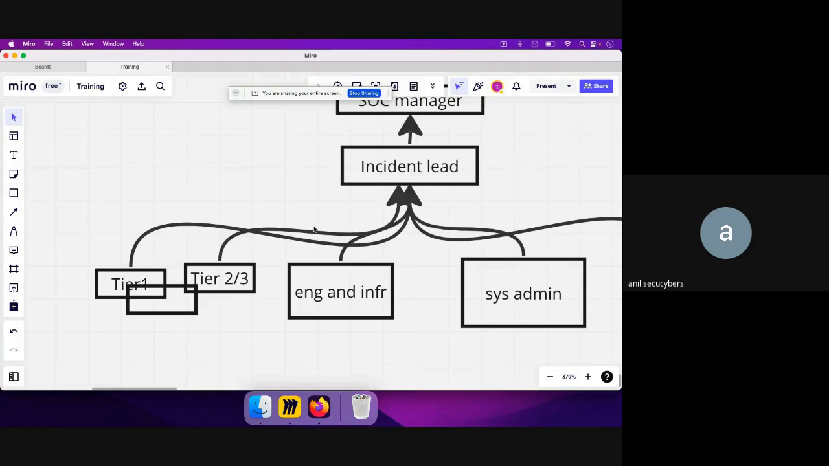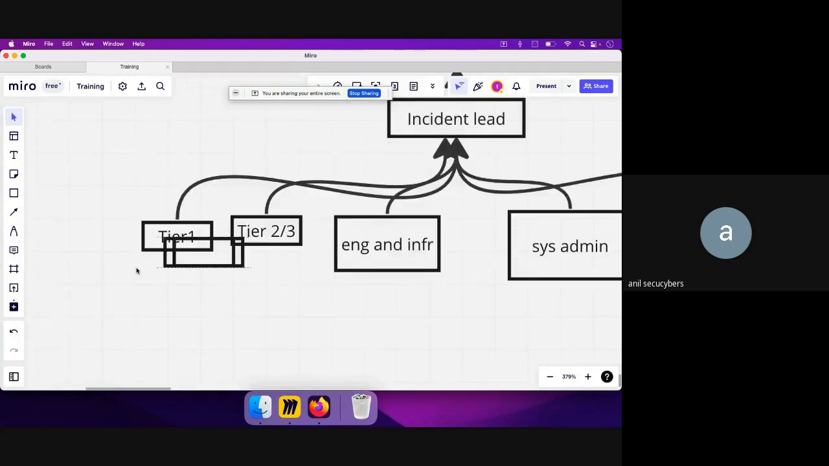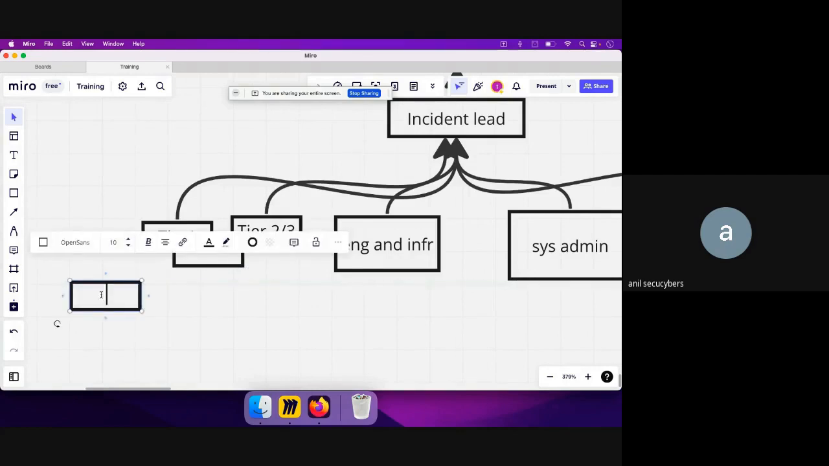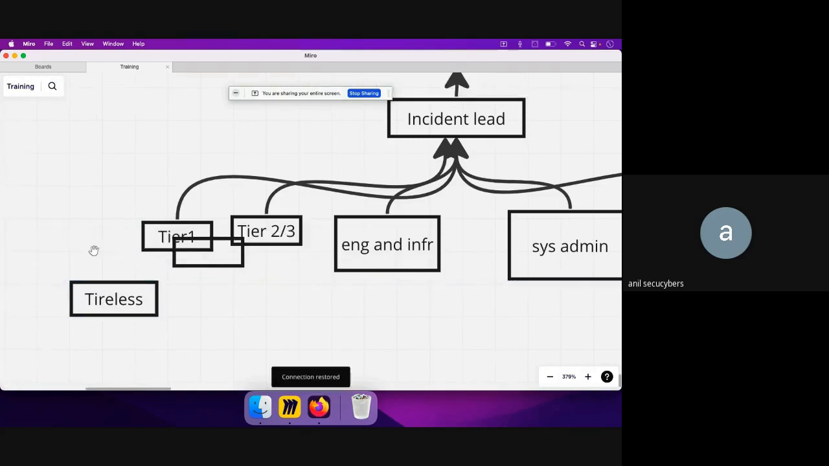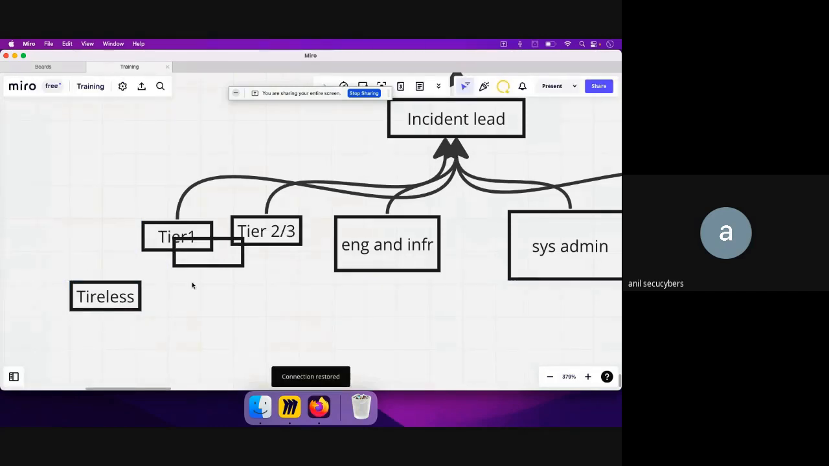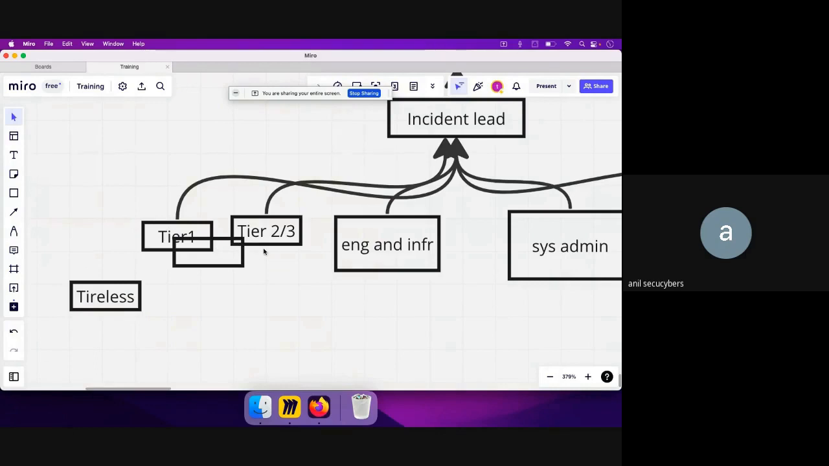There will be certain organizations where you won't see a tiered architecture; they will be tierless. Now let's discuss a bit more about the benefits of a company having just tierless, or a company having tier 1 and tier 2.